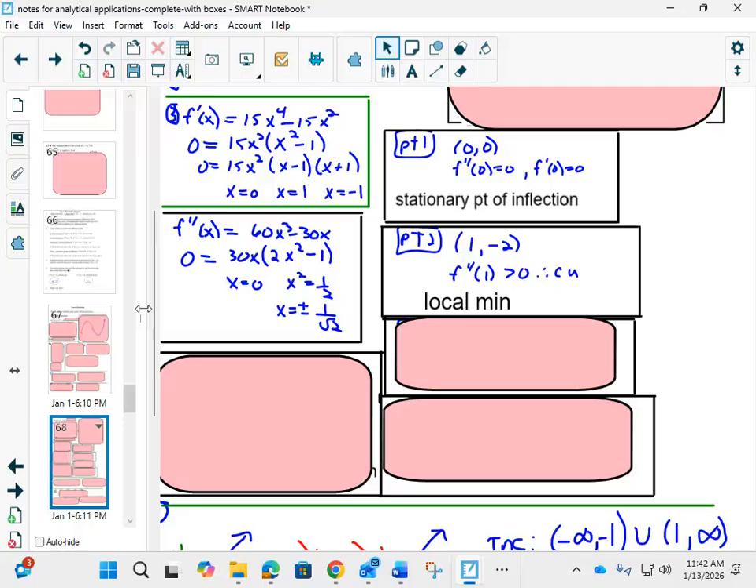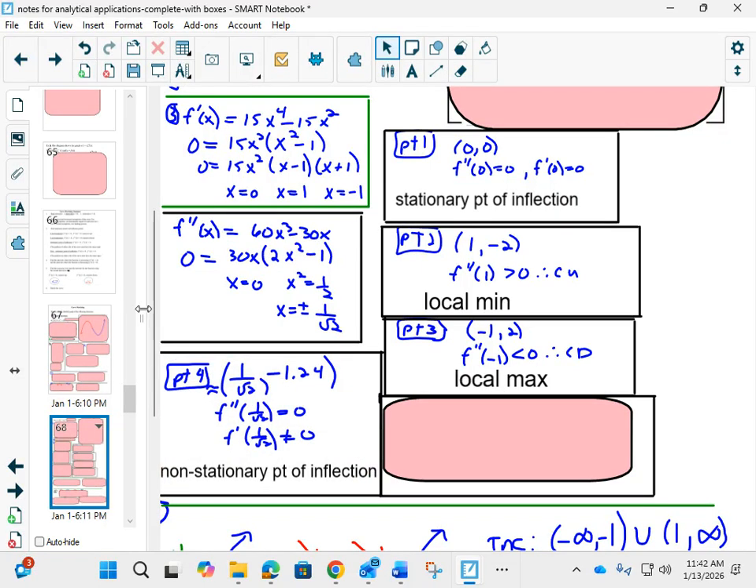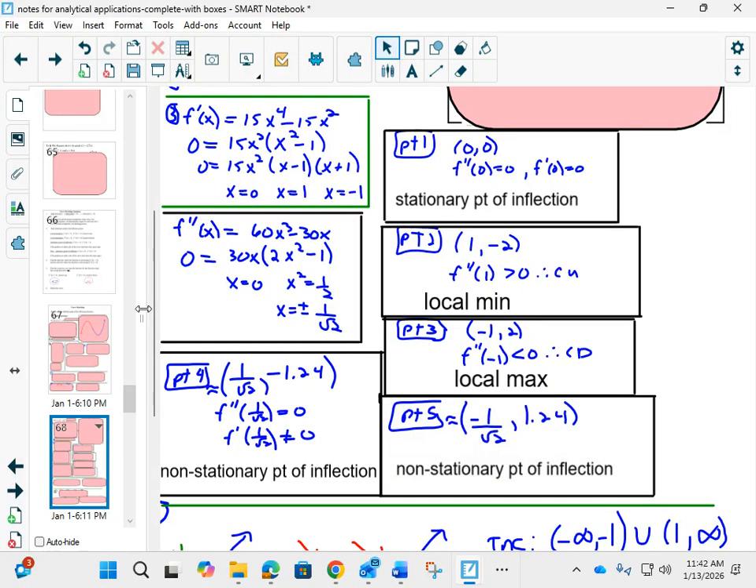I also know that it is a minimum because the second derivative at 1 is greater than 0. I know that this is a stationary point of inflection because the second derivative at 0 is 0 as well, and it changes concavity. Point 3 I know is a maximum, and I can use my second derivative test as well. Point 4 is my first inflection point, and point 5 my second inflection point.